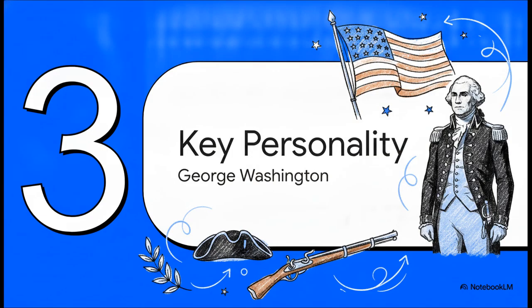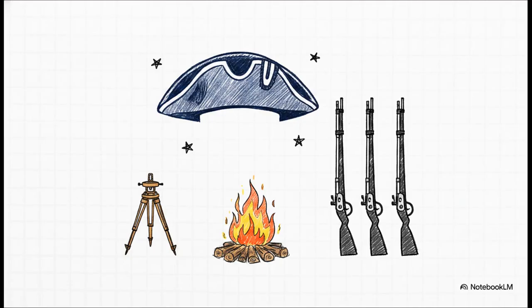All right, Section 3. Key personality. George Washington, leading the Continental Army. To write a completely bulletproof account for your exams, you need highly specific details, so we're zooming in on the wealthy Virginian planter chosen to lead the forces.